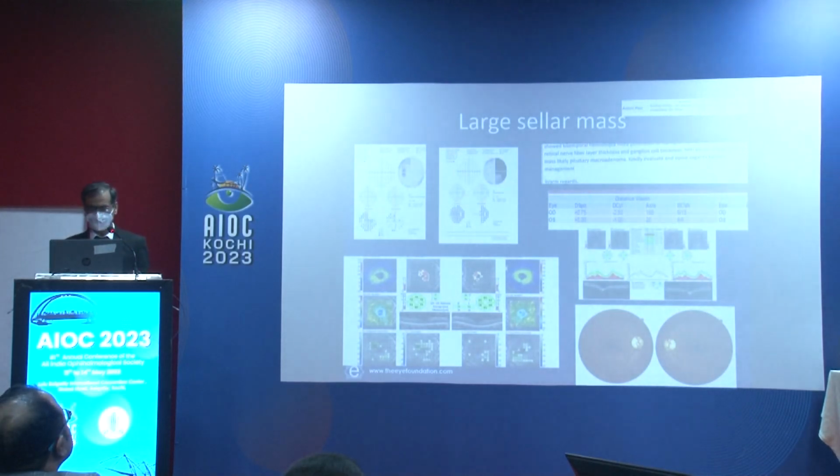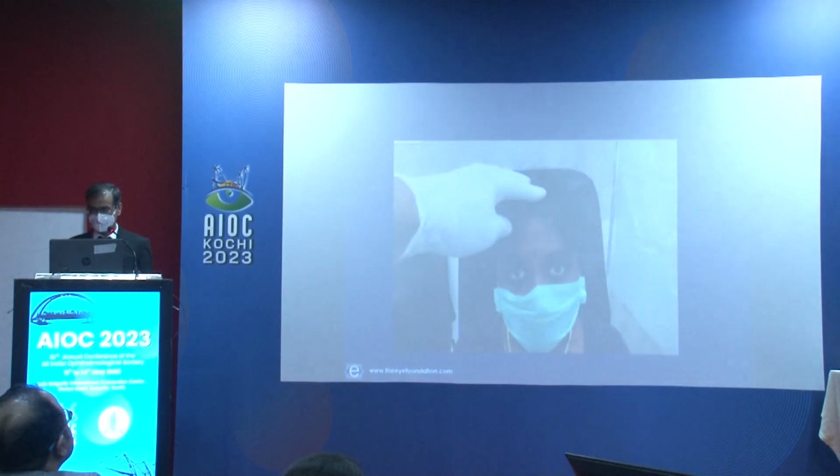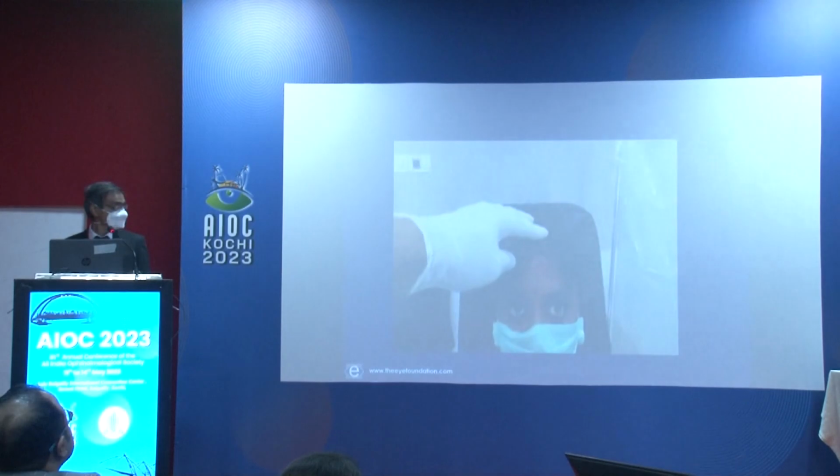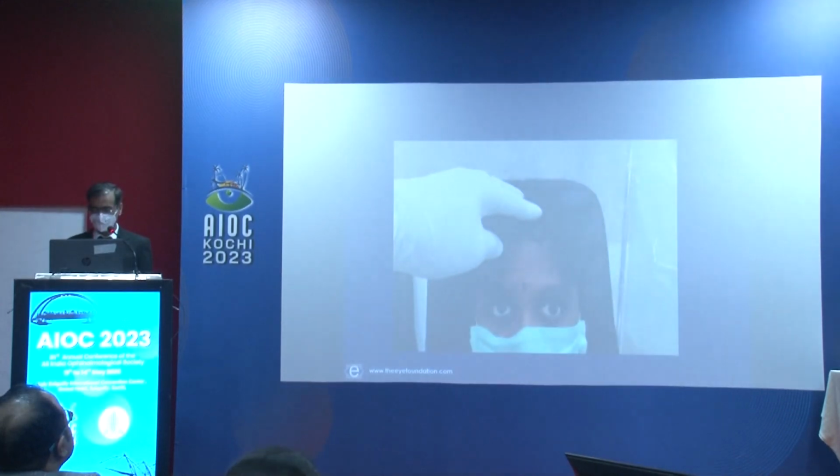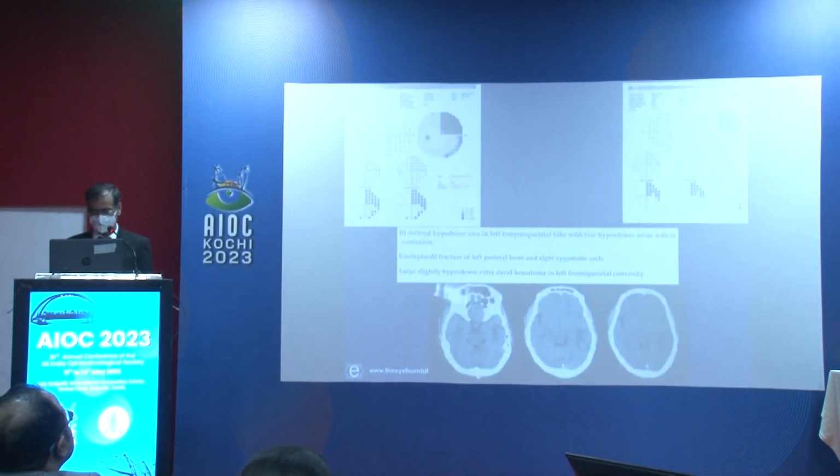If you notice, the temporal hemianopia is complete only on one side. On this side, it's quite incomplete. But this patient had a very large sellar mass. And the seesaw nystagmus is also typical of these sellar lesions. You can make the diagnosis at the bedside.